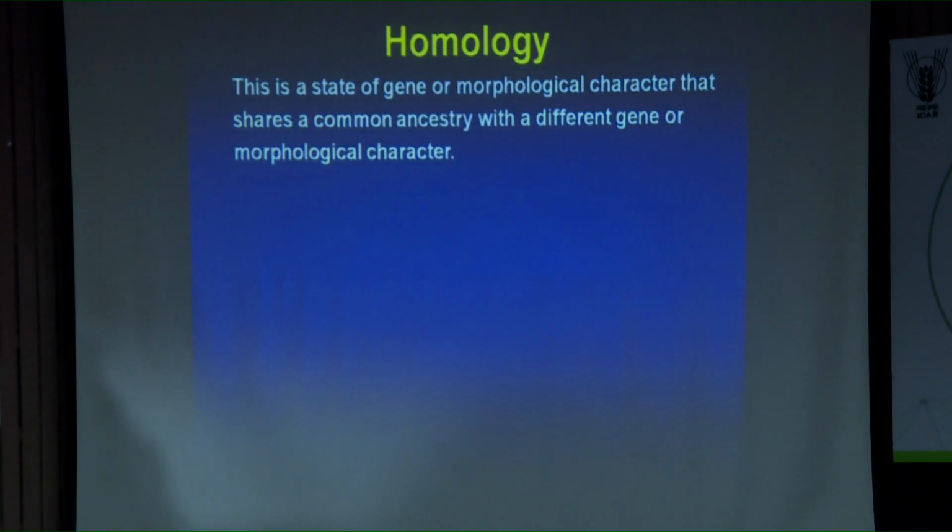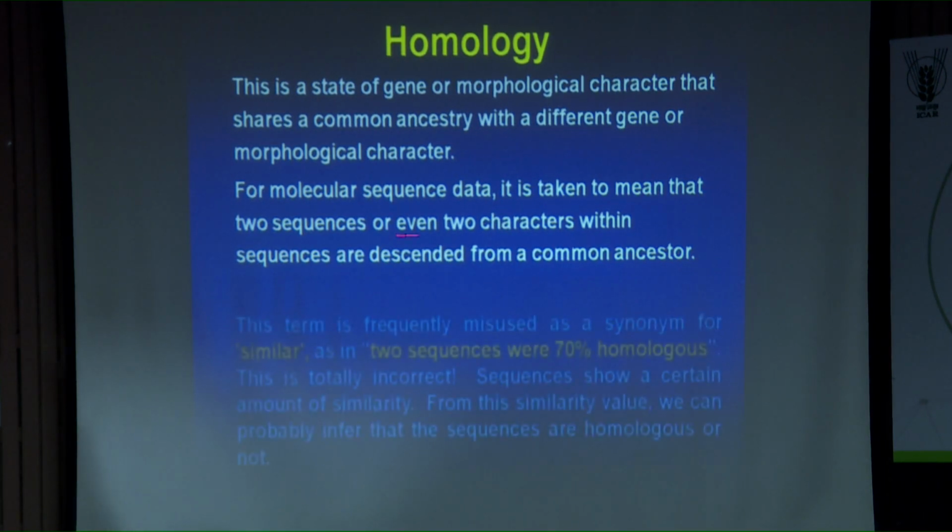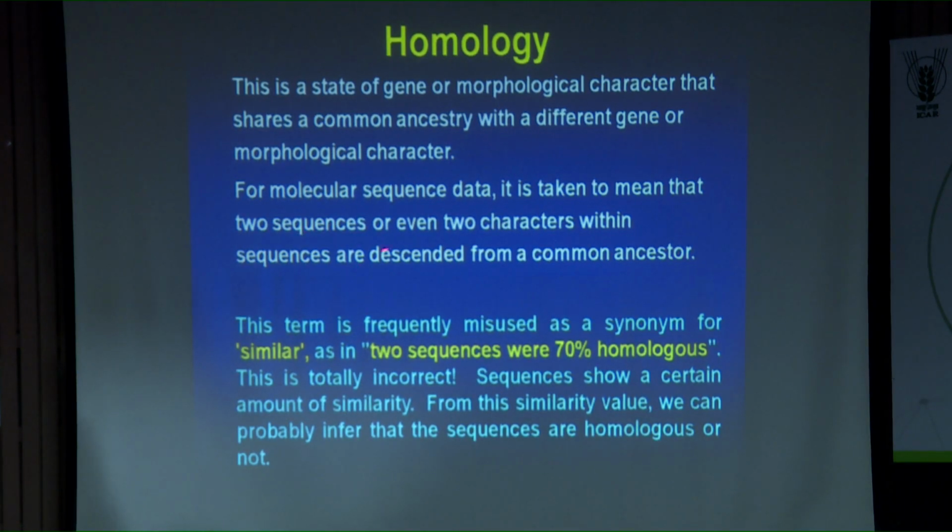What do you mean by homology? Many persons know these things. What do you mean by homology? Homology is a state of gene or morphological characters that shares a common ancestry with a different gene or morphological character. So, it is a state of gene or morphological characters, and there must be a common ancestral relationship. If there is no ancestral relationship, we cannot call them homologous sequences. So, homologous sequences must have an ancestral relationship and they must have a high level of similarity. In sequence information data, it is taken to mean that two sequences, or even two characters within the sequences, are descendant from a common ancestor. Only then do we call them homologous sequences.